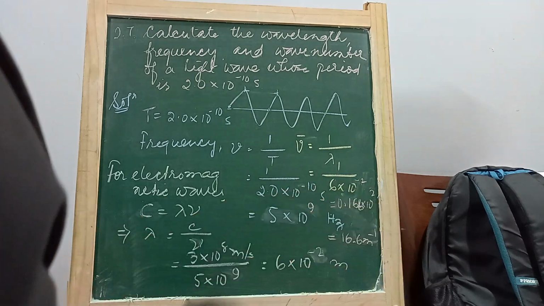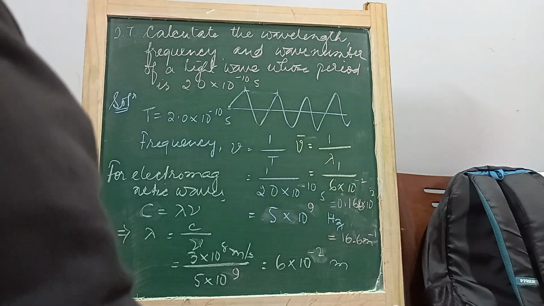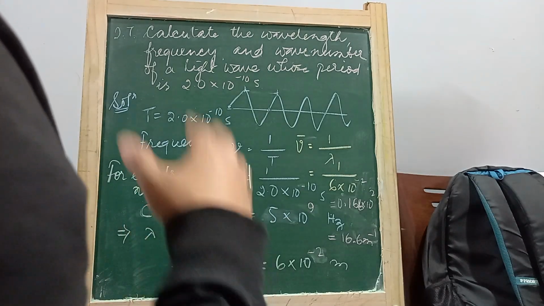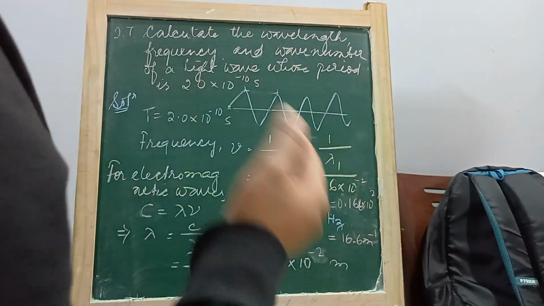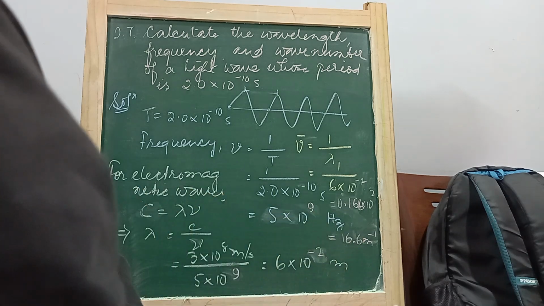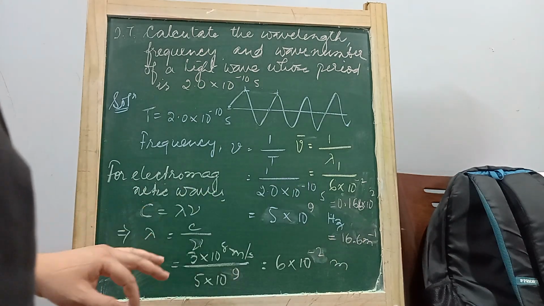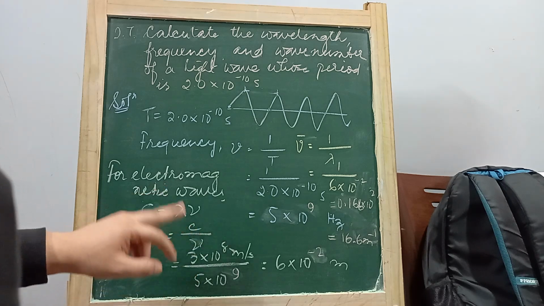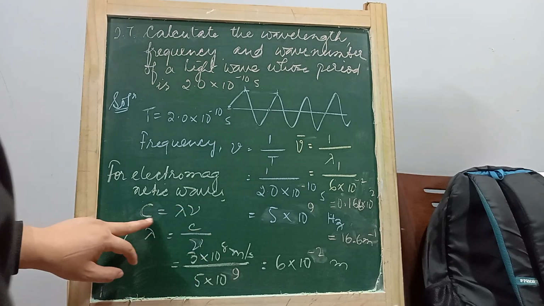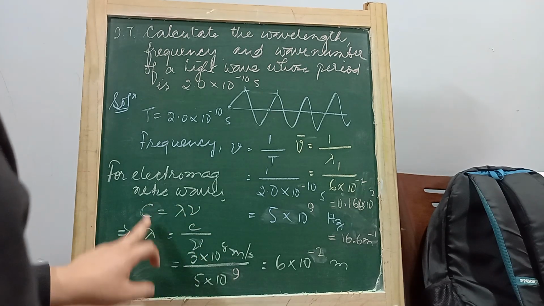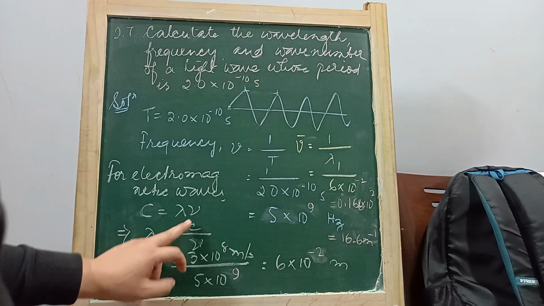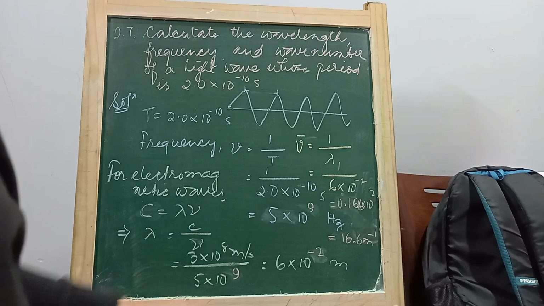We know that all electromagnetic waves in vacuum, from gamma rays to ultraviolet rays, the visible spectrum, then infrared, microwave, and radio waves, travel at the speed of light, 3 × 10^8 meters per second. The relationship between the speed of an electromagnetic wave, the wavelength, and the frequency is speed equals wavelength times frequency. So wavelength equals speed divided by frequency. The speed is 3 × 10^8 meters per second, and the frequency we have just calculated is 5 × 10^9.